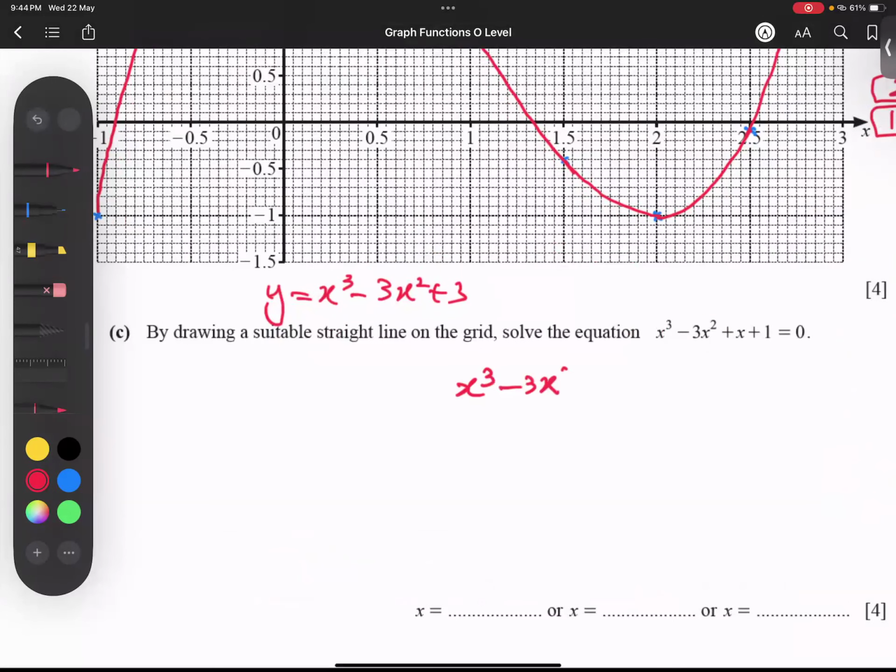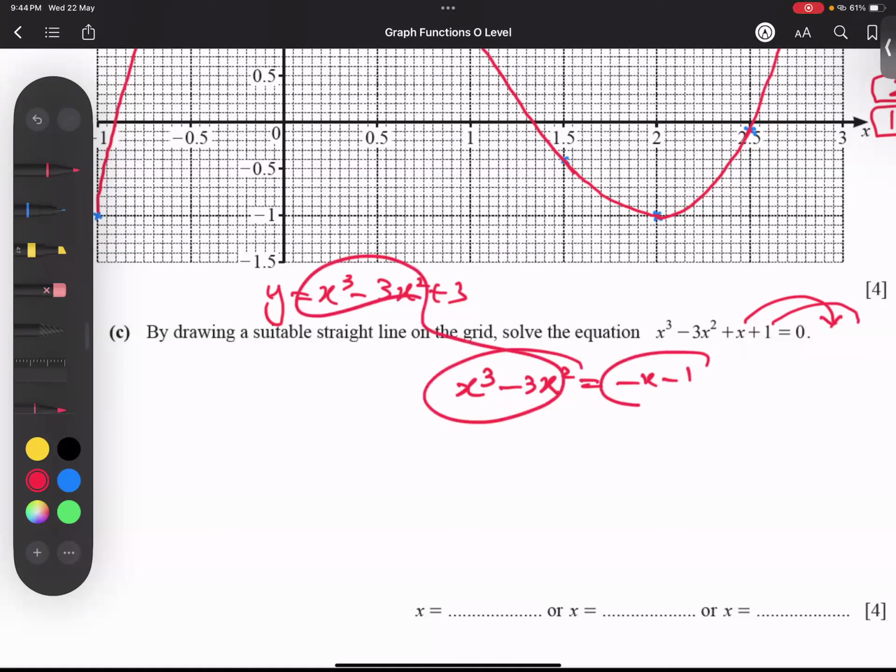Copy it. Is this plus x matching? Not at all. x will go on the other side. Is this one matching? Not at all. I bring both on the other side. I got a minus x minus 1. So these two are matching, but these two are not matching. Okay, done.